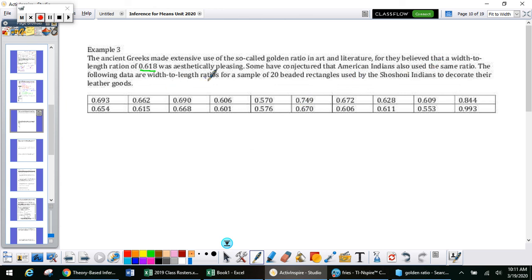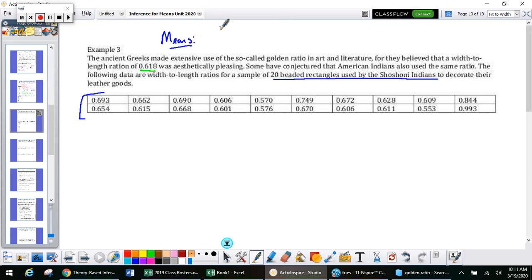The following are width to length ratios for a sample of 20 beaded rectangles used by the Shoshone Indians to decorate their leather goods. So here are all of the ratios that we have. Now these are ratios, but they are quantitative. We can average these together. So first we're talking about means.